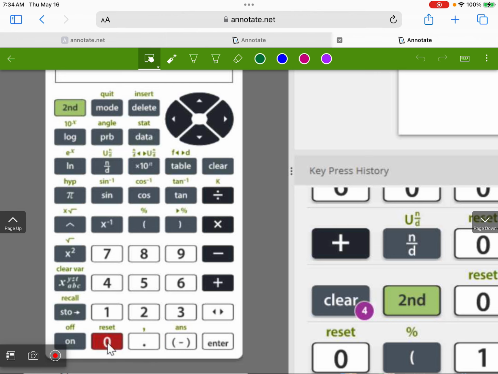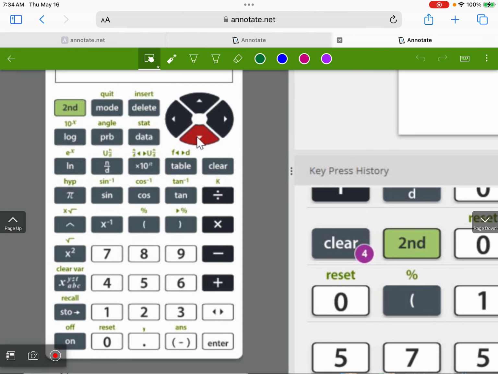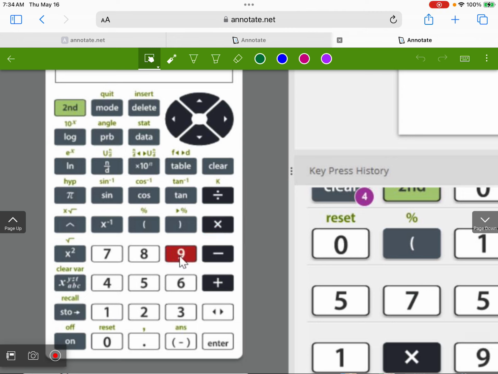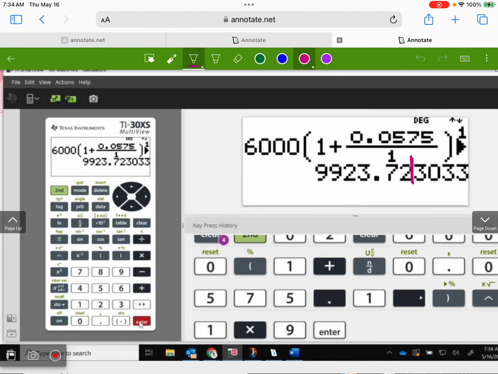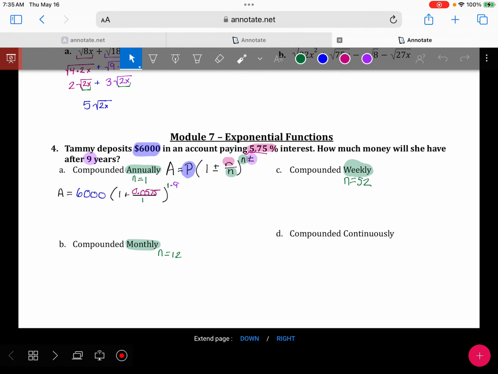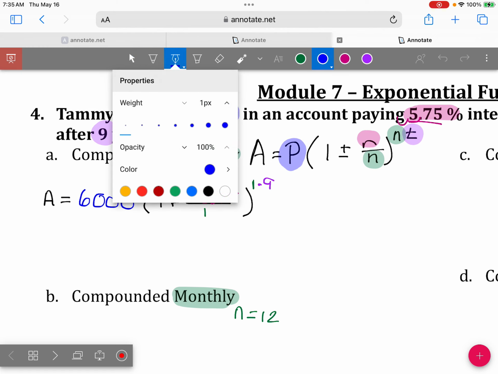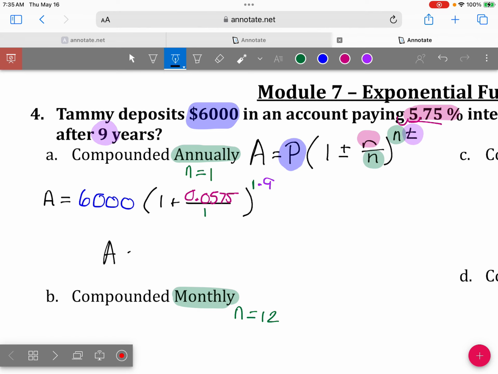There we go. 0.0575 over 1. Close the parentheses. Raise it to the power of 1 times 9. You can just straight up do it like this and hit enter. We should get $9,923.72. With money, we're always going to round to the nearest 2 decimal places for cents. So our answer down here is going to be $9,923.72.